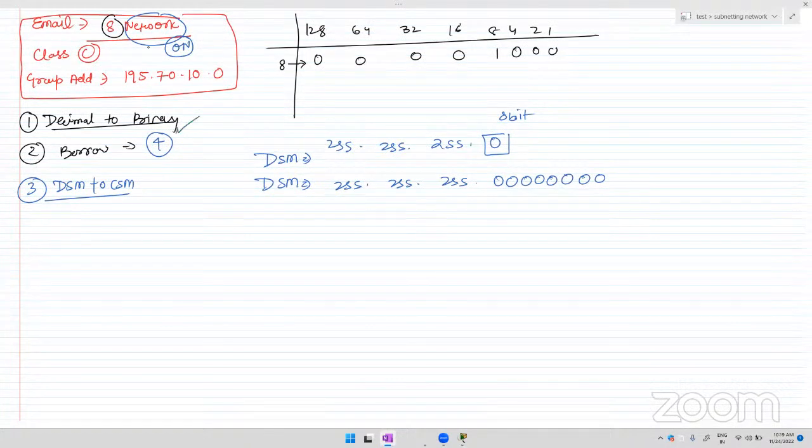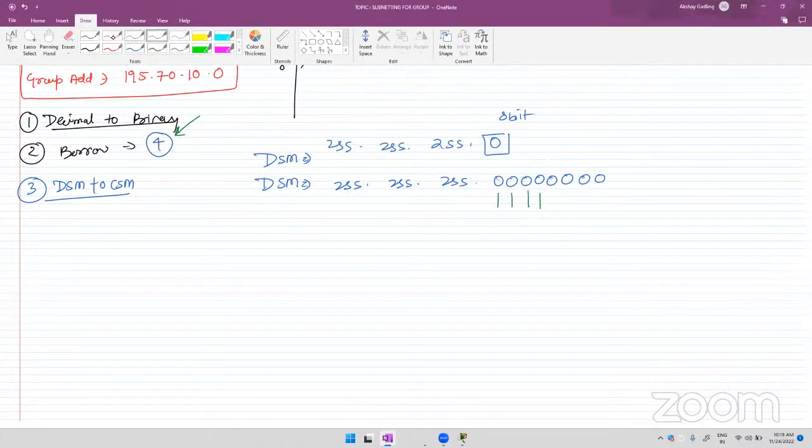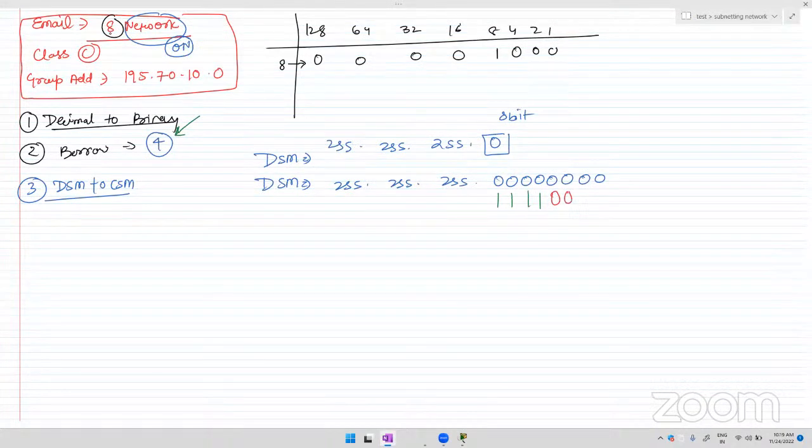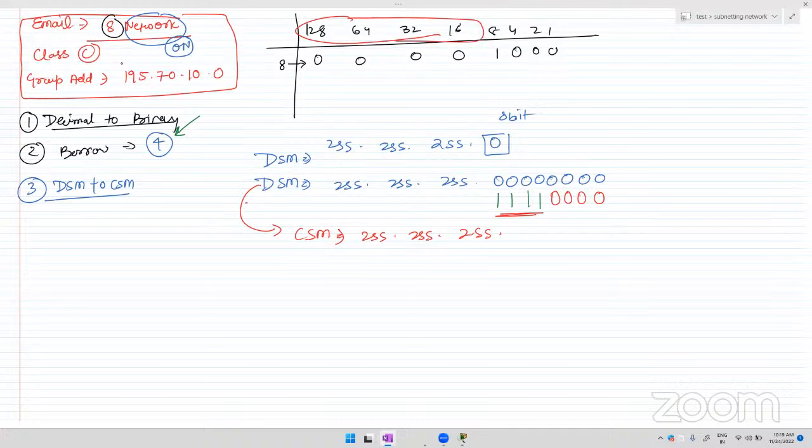How many bits do we borrow? 4. So 1, 2, 3, 4. And how many bits remain off? 1, 1, 1, 1, 0, 0, 0, 0. Very good. Now CSM. First octet full, second full, third full. In the 4th octet, 4 bits are on. So adding these 4 values gives 240. So CSM is ready.